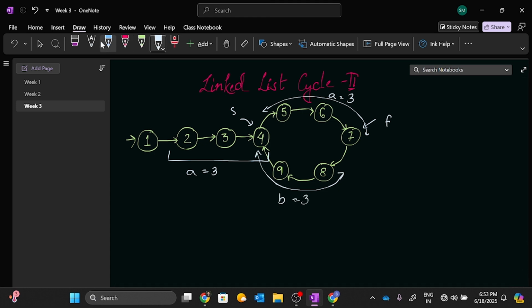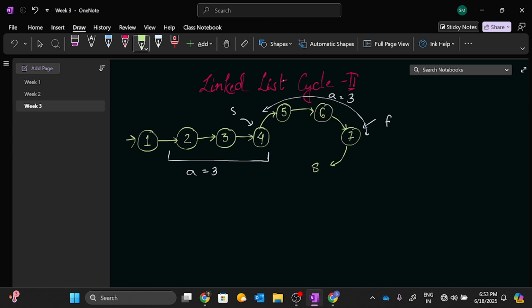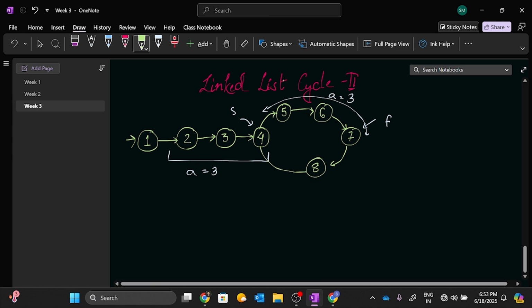Let me just quickly remove one node so that the differences are different. Okay, this is the thing. So the difference now is a 2 distance difference. So this I am considering as B, which is 2.